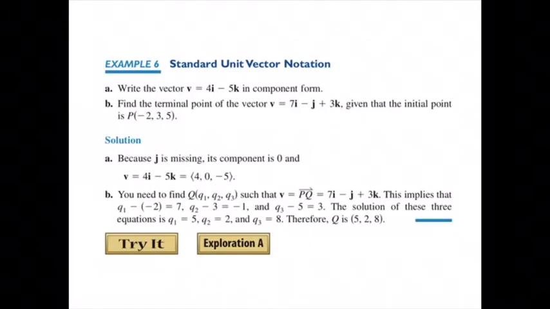Alright, so for example 6, standard unit vector notation, it's very simple, but I feel that I should still cover it just because of how important it is, just so whoever's reading your work will actually understand what you mean. So basically, put an i next to your x value, a j next to your y value, and a k next to your z value. And if that component is 0, just leave it blank, essentially. As you can see in solution A, v equals 4i minus 5k, which would translate to 4 for the x, 0 for the y, since there's no j, and negative 5 for the k.